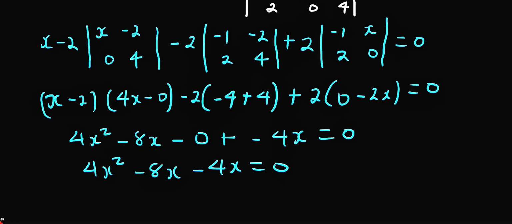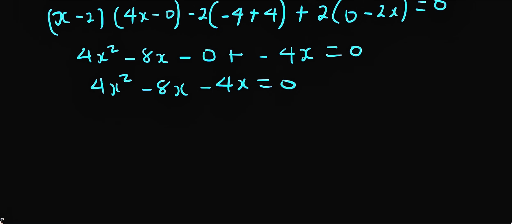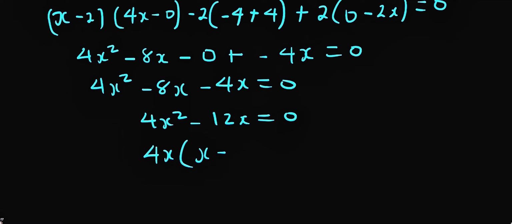We can simplify this further because we have like terms here, so that we have 4x squared minus 8x minus 4x, that is minus 12x, is equal to 0. The next thing we are going to do is factorize. The common factor between these two is 4x. So you're just going to have 4x into x minus 3 is equal to 0.